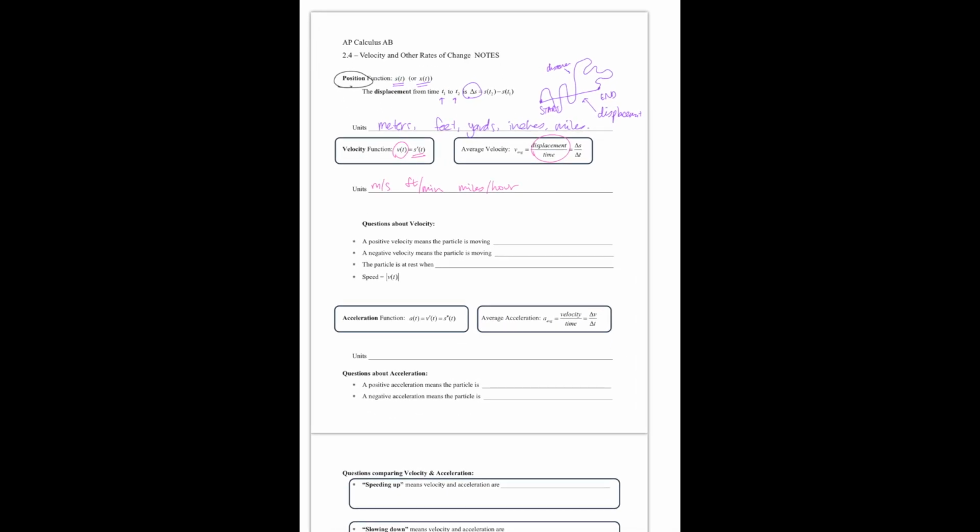Next, let's talk about velocity. Velocity is represented with v of t, and velocity is just the first derivative of the position function. The units are meters per second, for example, maybe feet per minute, maybe miles per hour. So it's a certain unit of distance over a certain amount of time. That's what you're seeing here: displacement over time.